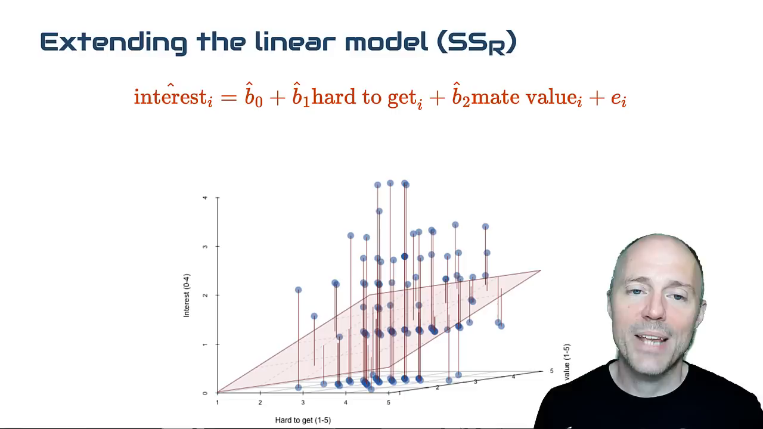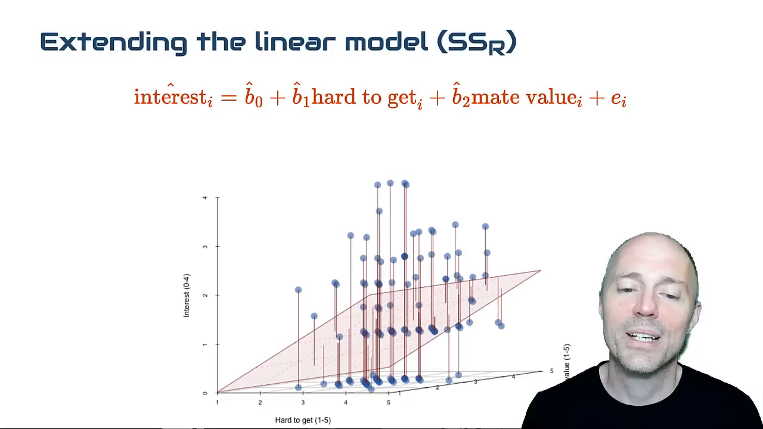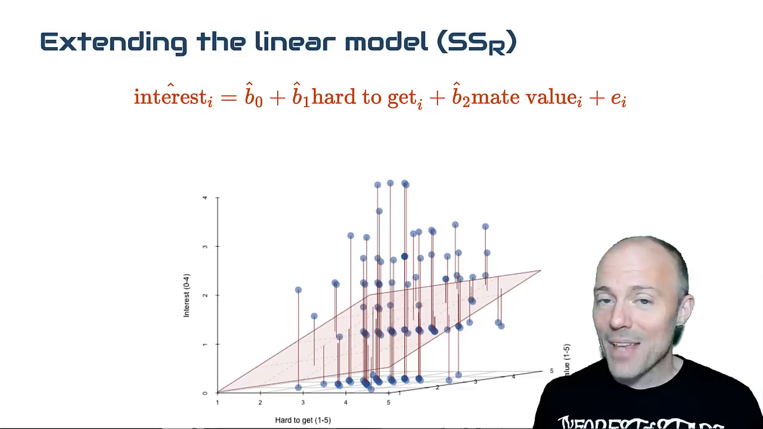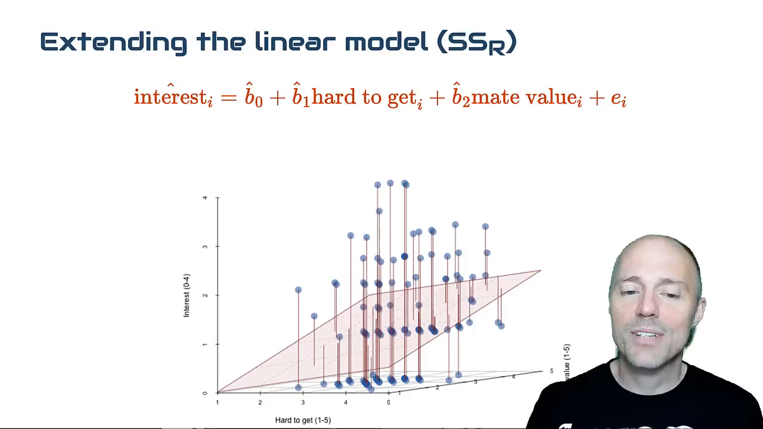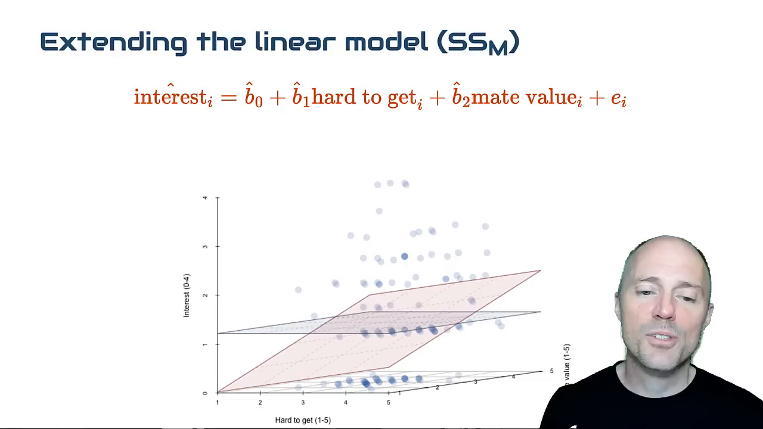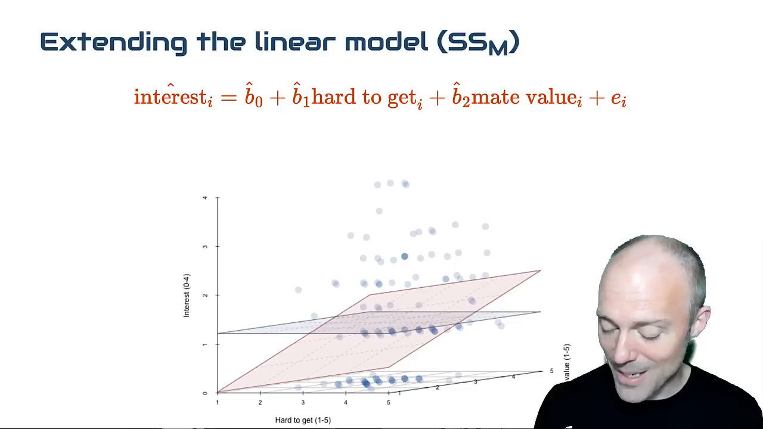So now if we want to work out the residual sum of squares, we're just looking at the distances between each data point and the plane rather than the line. And again, we would square them and add them up. So the process is exactly the same. This is how much error in prediction is left over when we fit our model. And if we want to look at the model sum of squares, we have our baseline plane and our plane that represents our model. And we would just look at the differences.